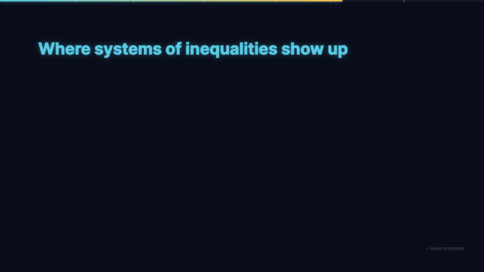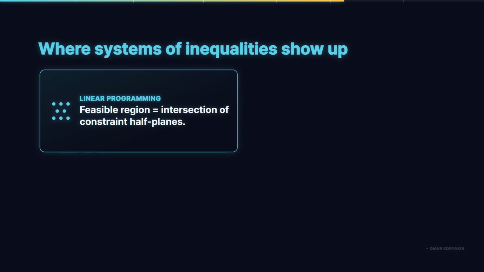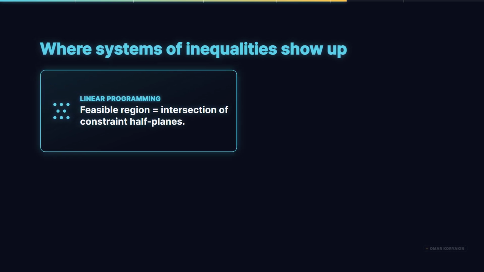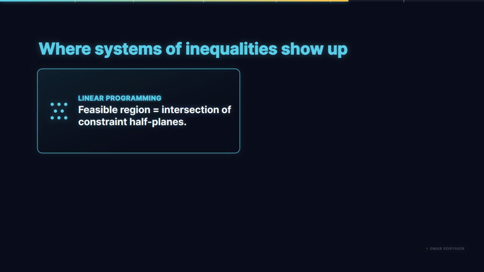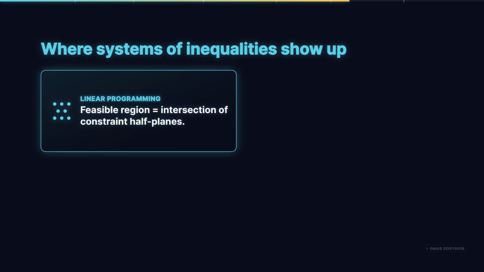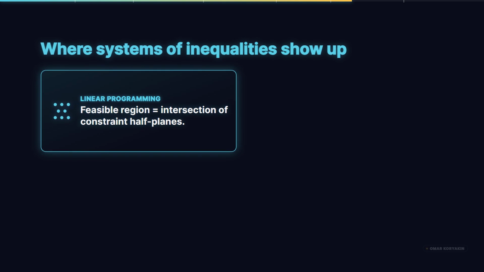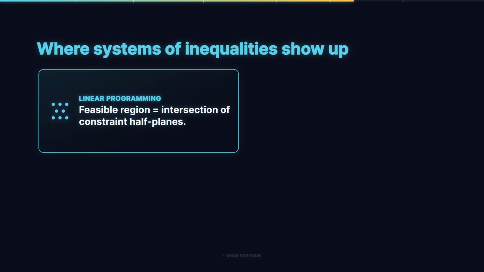Four broad sectors below. In linear programming, the foundational technique of operations research, the feasible region is exactly the intersection of multiple half planes corresponding to linear constraints. The optimal solution to a linear programming problem with a linear objective function always occurs at one of the corner points of the feasible region by the fundamental theorem of linear programming.